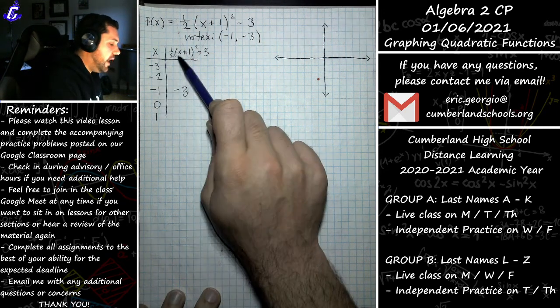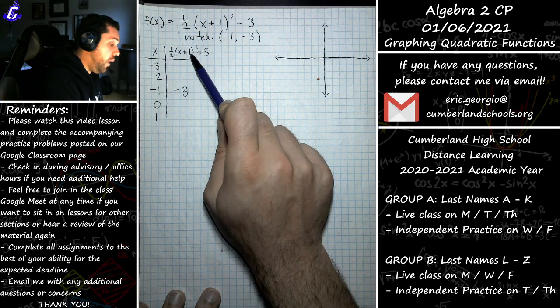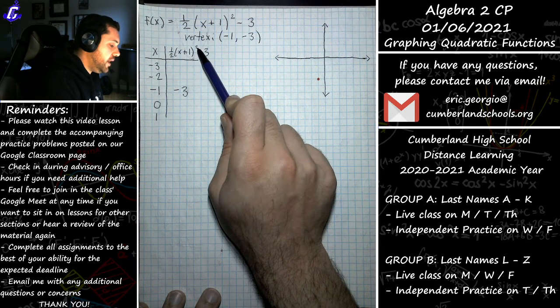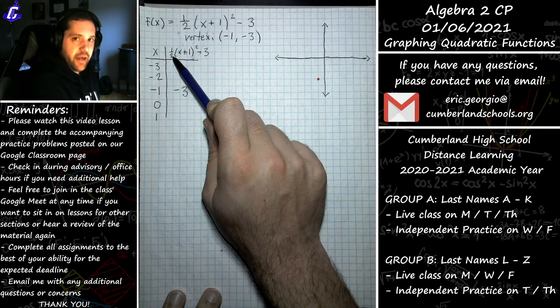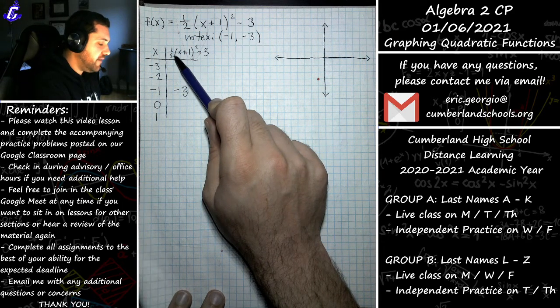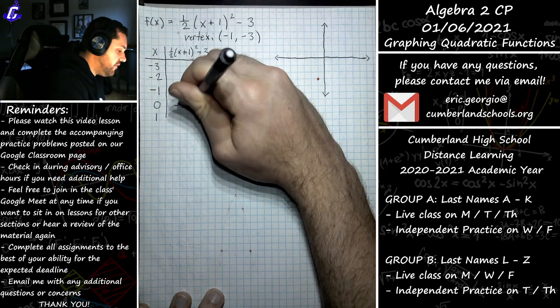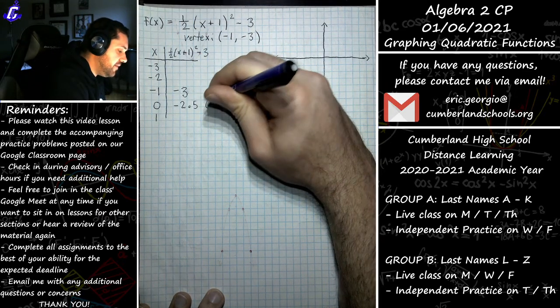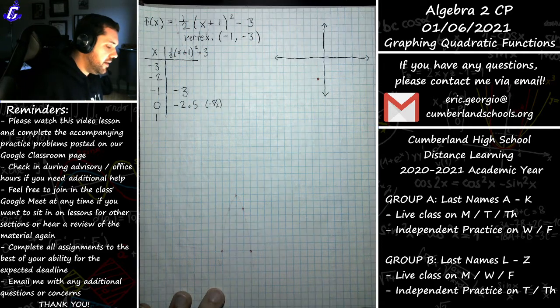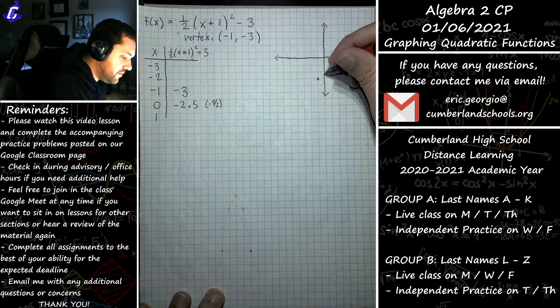0 goes in. I would get 0 plus 1 is 1. 1 squared is 1. Half of 1 is 1/2. Don't be afraid of the fractions. 0.5 minus 3 is -2.5, or -2.5 if you prefer. You could also say it's -5/2. Okay, so my next point would be at 0, -2.5. Should be right about there.